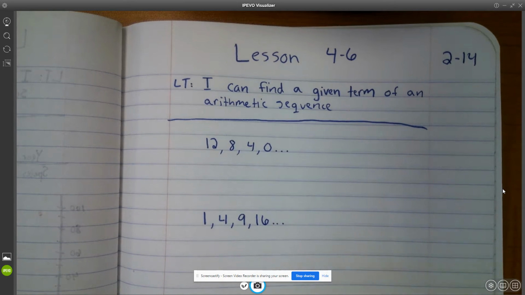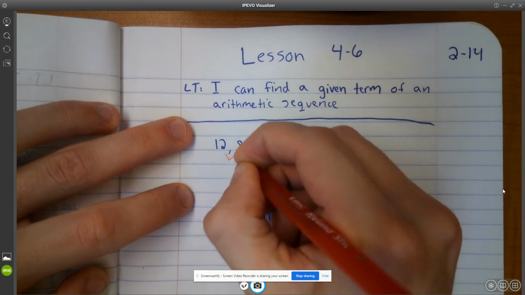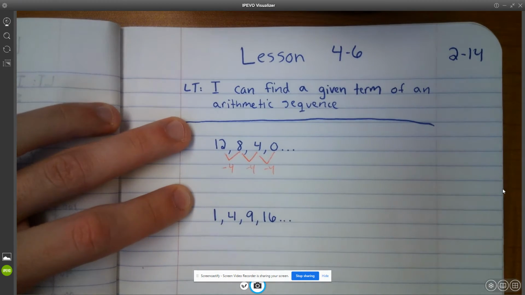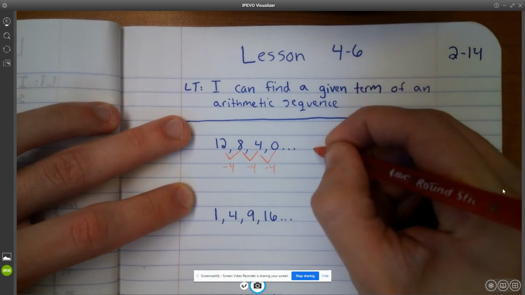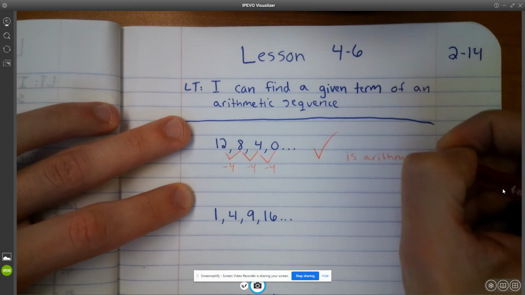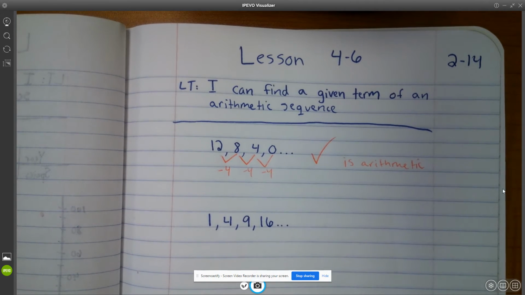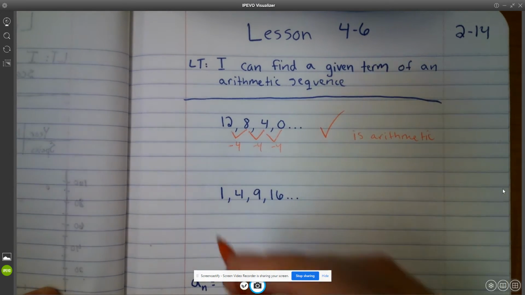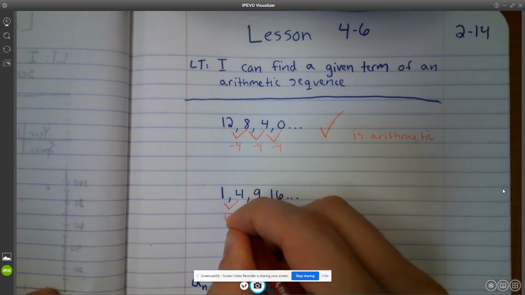Arithmetic just means number sequence, number pattern. So the first thing we're gonna determine is, are these arithmetic, and what's the pattern? Right here, I notice that I'm subtracting 4. Subtracting 4, it looks like I'm going to continue to subtract 4. So check, this one is arithmetic because it is going by the same thing every time. It is changing by -4, and it's consistent. So that is arithmetic.